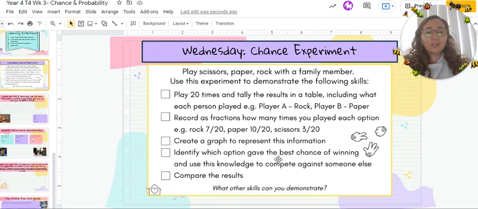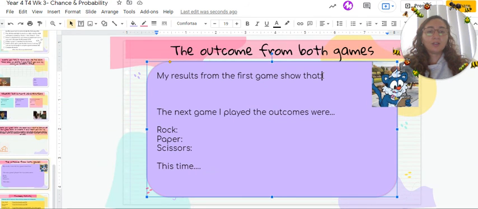Next, identify which option gave you the best chance of winning and use this knowledge to compete against someone else. So basically, you're looking at your results. So the first game shows that, I don't know, rock made me win a lot more. So you might play rock more next time. And then what happens? And compare your answers here. So this time, rock did not win as many games as scissors and paper. This time paper won more, or whatever it is.